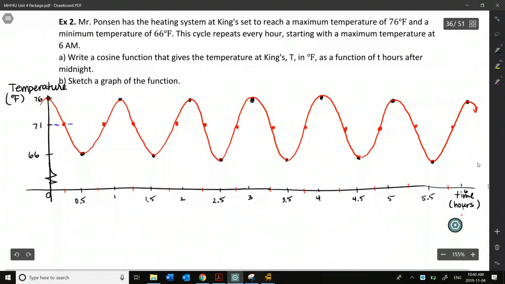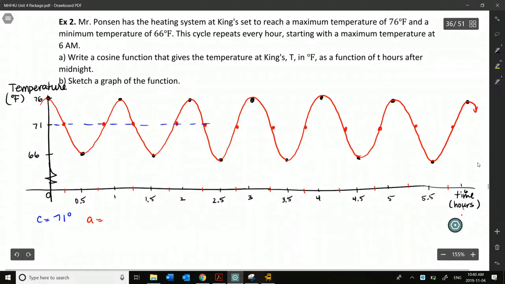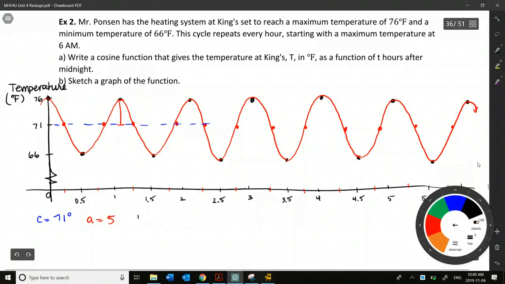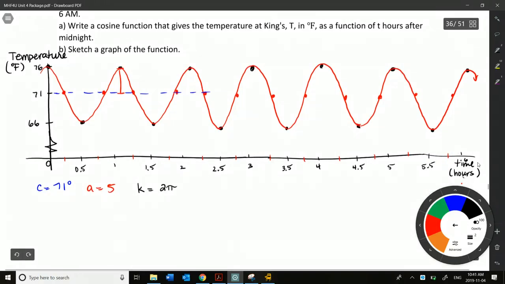I think we have a midline here. You don't have to draw it all the way down, but I think our C is 71 degrees. What would my A be here? What's the amplitude, distance from the middle to the max or middle to the min? Liam? 5 degrees, or we'll just put it as 5. K value? Can anyone help us with that? So it would be 2 pi over 1, so this is 2 pi. Yep. So this is 2 pi over the period, which is 1 hour. It takes 1 hour to complete a cycle, the question told us. So K must be 2 pi.